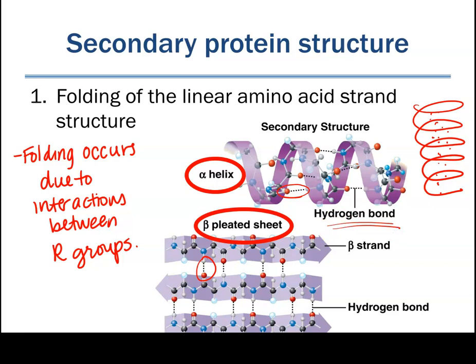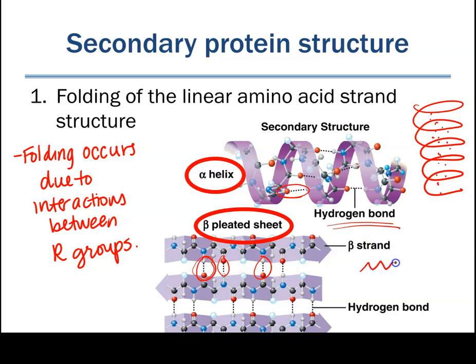So you get a whole bunch of hydrogen bonds together. That's going to keep these alpha helices in a tight formation. The other type of secondary structure is a beta pleated sheet. Now, this is sort of like a top-down look at the beta pleated sheet. You can see that there are hydrogen bonds between R groups and the other amino acids.